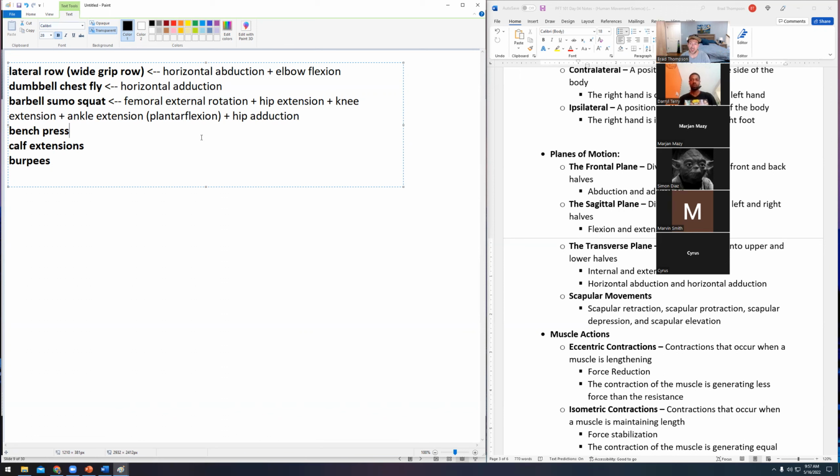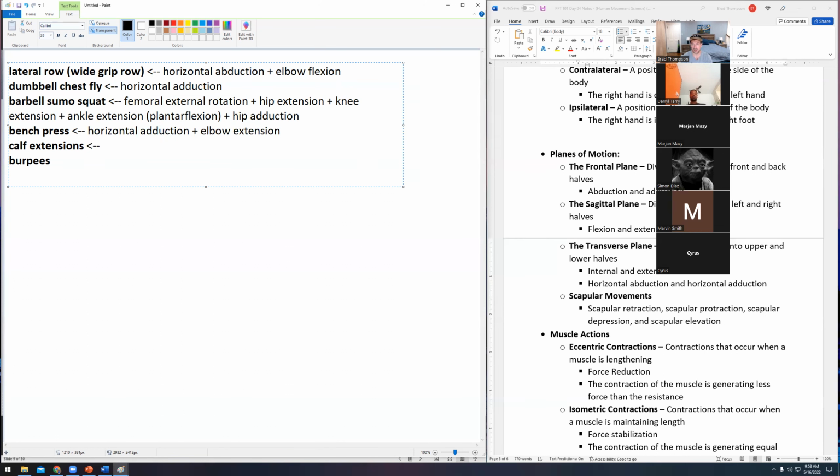Next one we got is bench press. So bench press, right? We're going here and we're going to press that away. So that's going to be for the shoulder. Horizontal adduction again. So the bench press and the chest fly are both doing the same thing at the shoulder joint, right? See my shoulder here? It's going this way. My shoulder's still going there, it's just now I'm bending my wrist. So that's going to be horizontal adduction plus elbow extension.